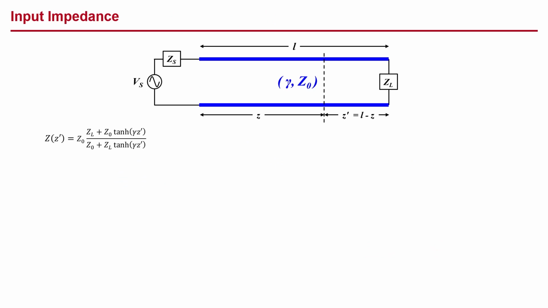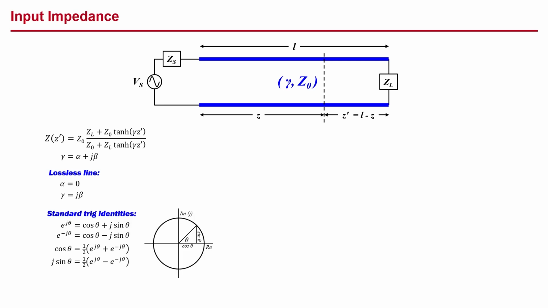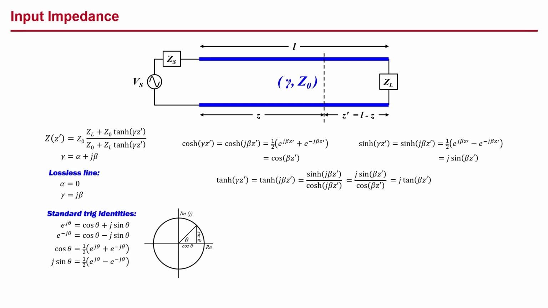This is the full equation for a lossy transmission line where gamma is a complex number. For the lossless transmission line simplification, the real part alpha equals 0, leaving only the imaginary component, j beta. Recalling the identities of the standard trig functions and our discussion of hyperbolic trig functions in the math session, hyperbolic cosine of a purely imaginary argument reduces to the standard cosine function. Hyperbolic sine of a purely imaginary argument reduces to j times the standard sine function, and hyperbolic tangent reduces to j times the standard tangent function.